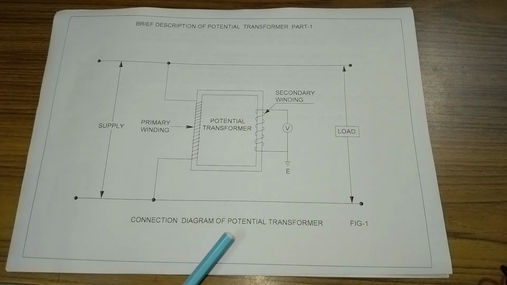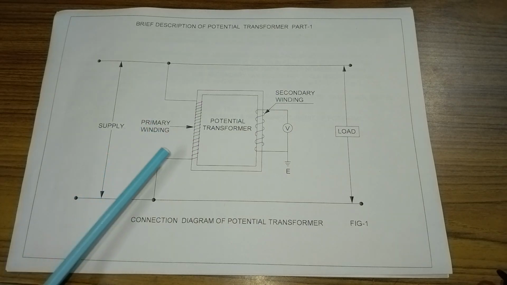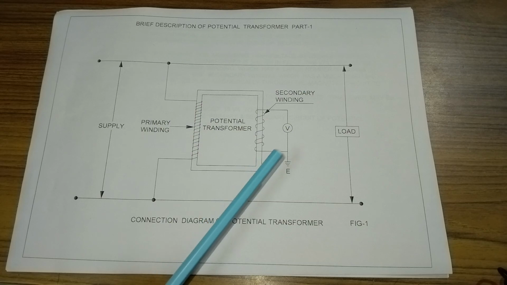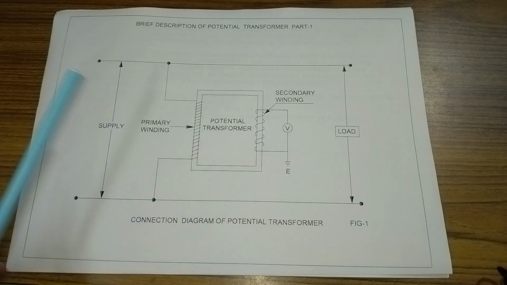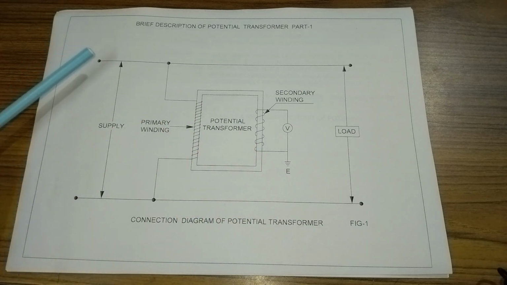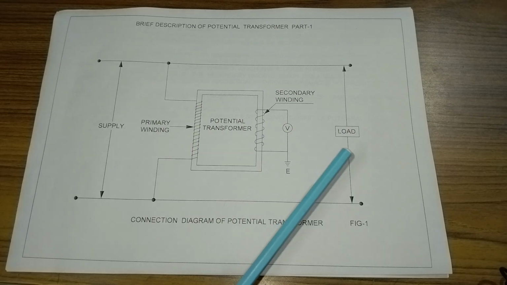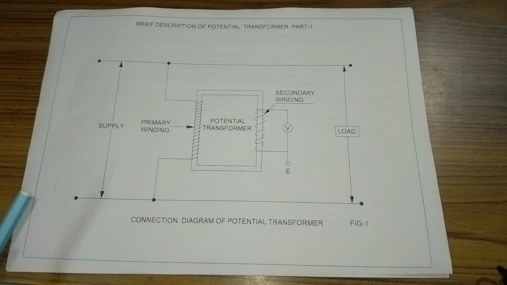Here is the connection diagram of potential transformer. Here is the primary winding and here is the secondary winding. Here is the low range voltmeter connected across the secondary winding, and here is the supply voltage, and here is the primary winding, and here is the load.